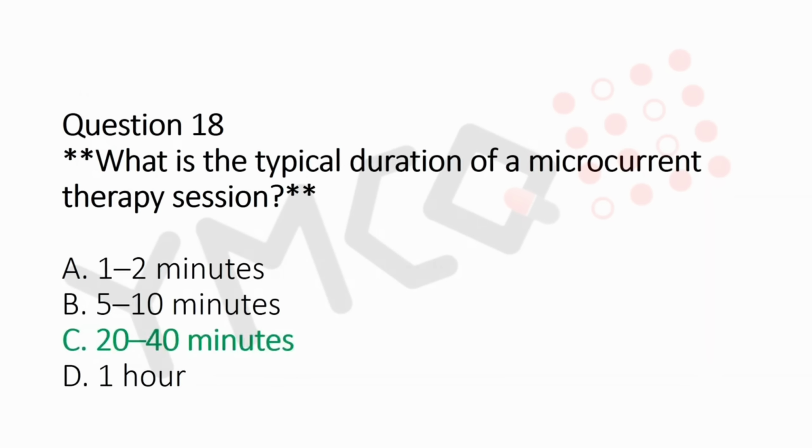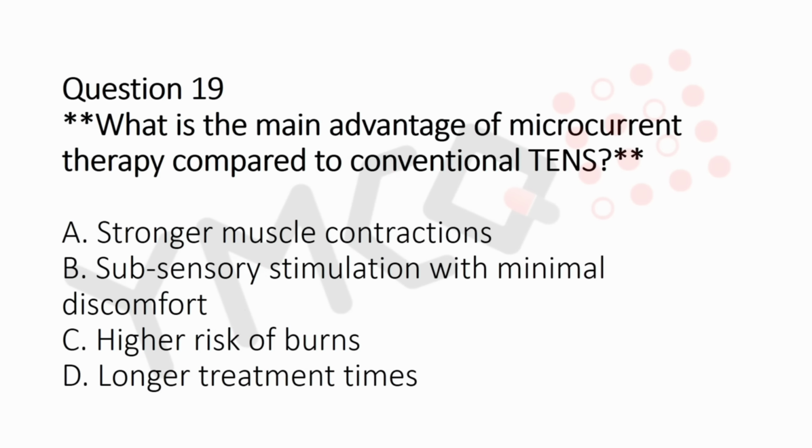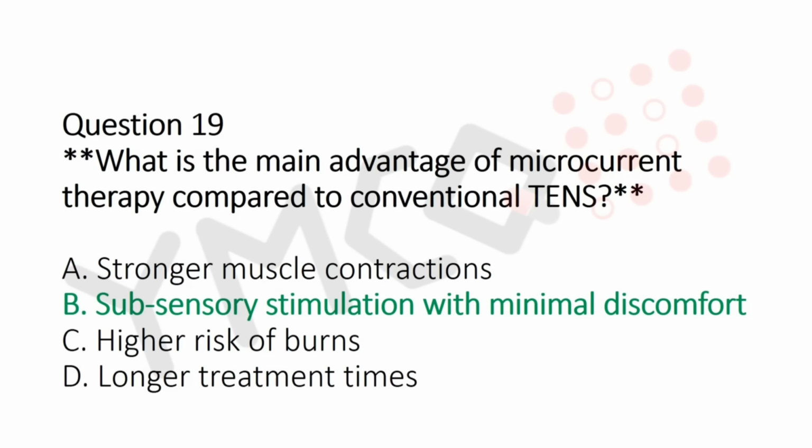Now let's move to question number 19. What is the main advantage of microcurrent therapy compared to conventional TENS? Option A, strong muscle contraction. Option B, subsensory stimulation with minimal discomfort. Option C, higher risk of burns. Option D, longer treatment times. And the answer is option B, subsensory stimulation with minimal discomfort.